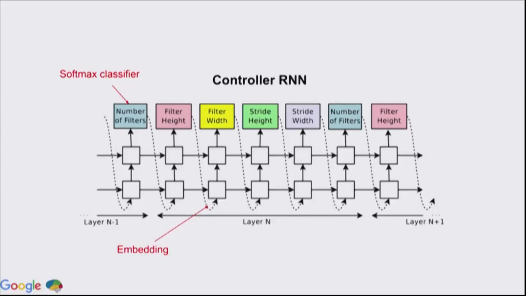In our framework, the controller, again, is a recurrent neural network. In particular, we use a long short-term memory network. The way it works is the following. We divide the network into a bunch of layers: layer n-1, layer n, and then layer n+1. In every layer, you have some particular configuration that the neural net has to specify. For example, it has to specify the filter height, filter width, stride height, stride width, etc.